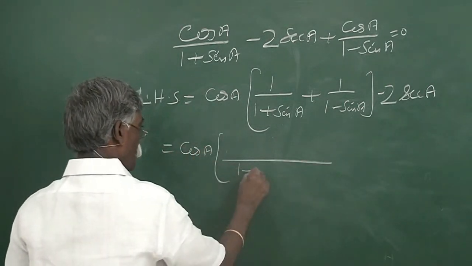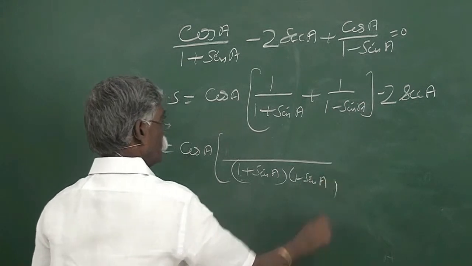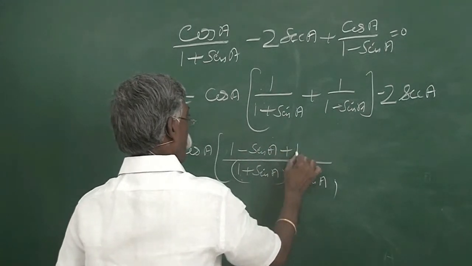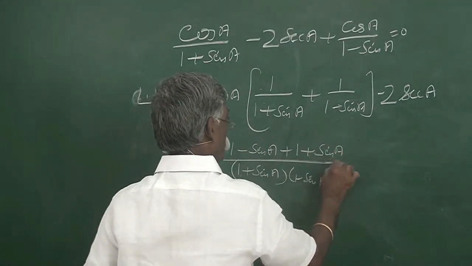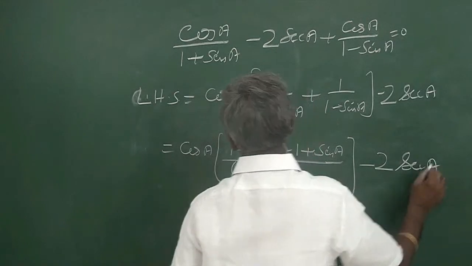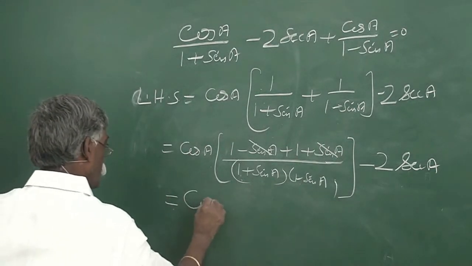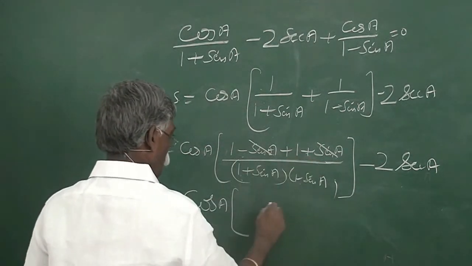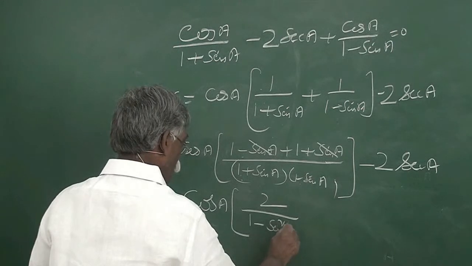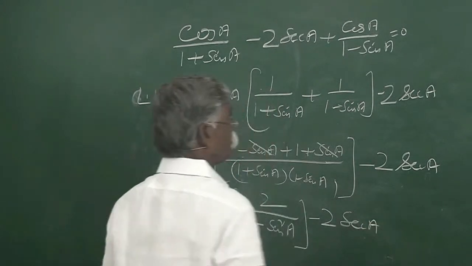The LCM is 1 plus sin A into 1 minus sin A. Here we will get 1 minus sin A plus 1 plus sin A minus 2 secant A. Now here sin A and sin A get cancelled, and this is cos A into 1 plus 1 is 2, by 1 plus sin A into 1 minus sin A becomes 1 minus sin square A, minus 2 secant A.